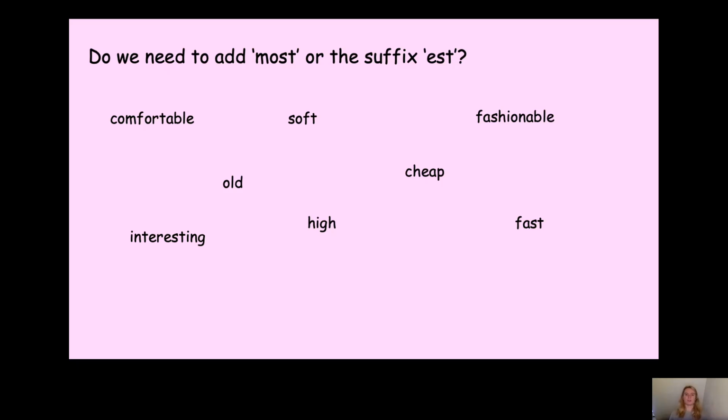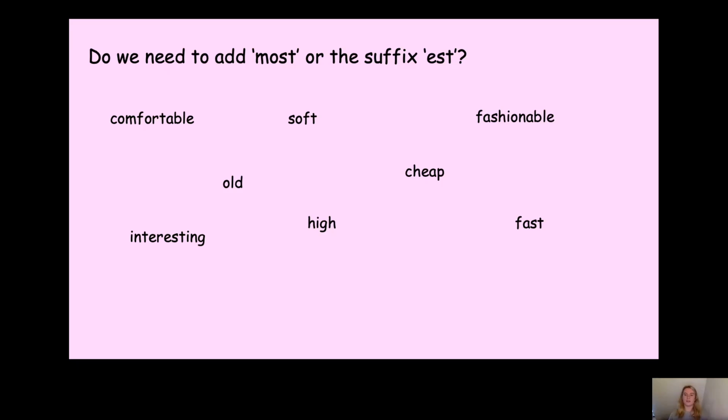Okay. Then we have soft. Let's clap. 3, 2, 1. Soft. There we go. Only 1 syllable. So therefore, we need to add the suffix est. Softest. You could say, my dog has the softest fur in the world.